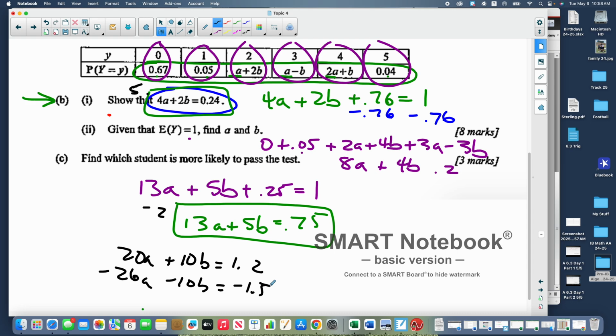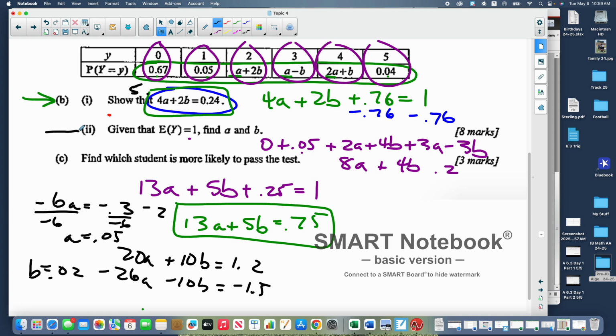The b's cancel. I get -6a equals -0.3. Divide by -6. So a equals 0.05 there. The only bad thing about that is now I've got to go plug it back in to get the answer. So if they ask you to do that by hand, it'd probably be a little bit easier numbers. All right. So we got 0.05 and we got 0.02. So we found A and B.